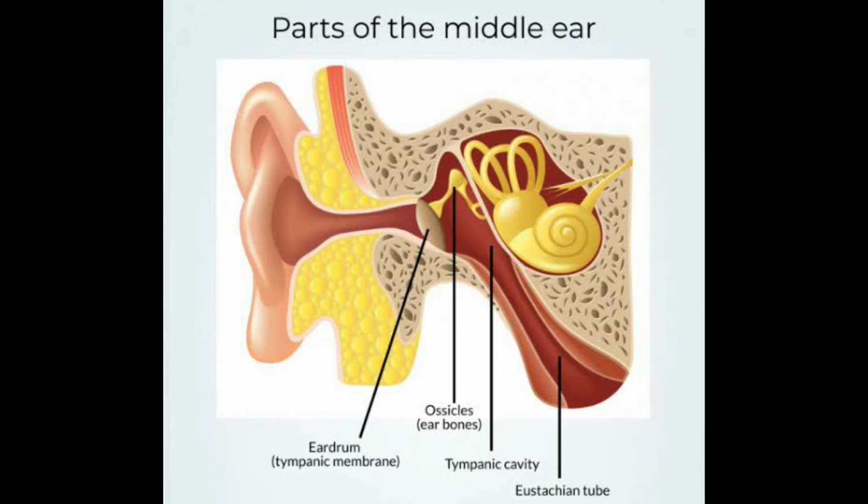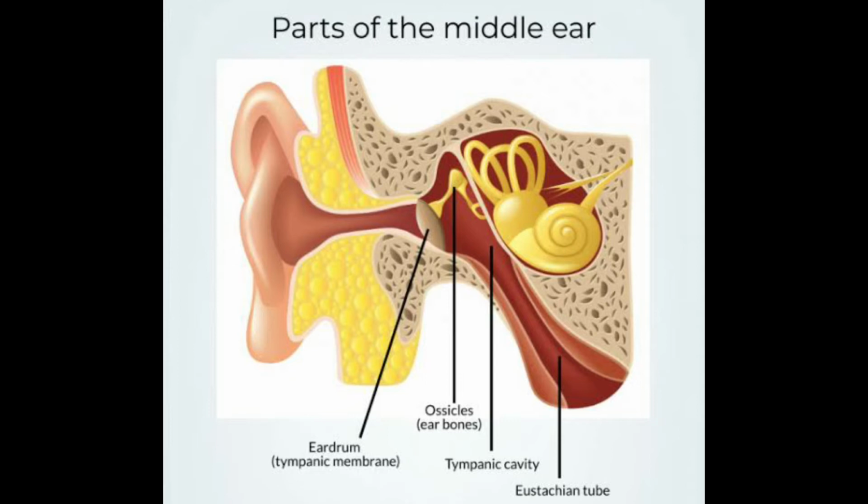Let's look at the middle ear. The middle ear lies between the outer ear and the inner ear. It consists of an air-filled cavity called the tympanic cavity and includes the three ossicles and their attaching ligaments, the auditory tube, and the round and the oval windows.